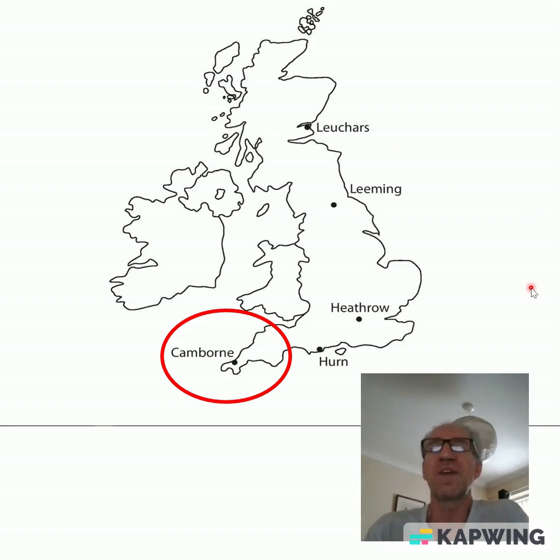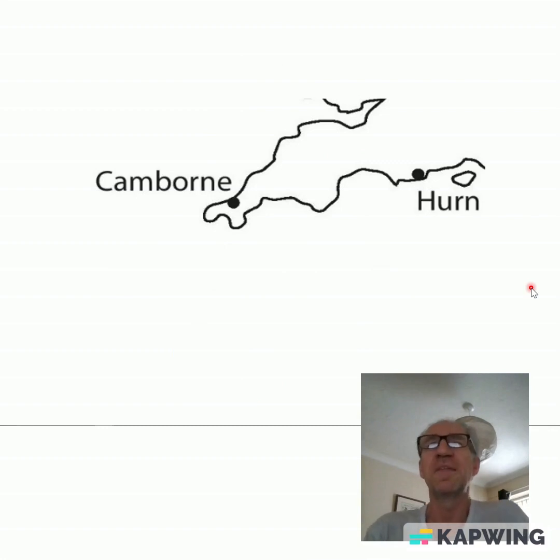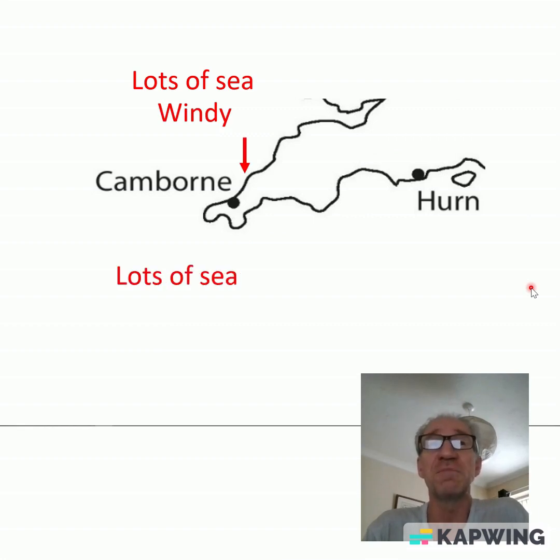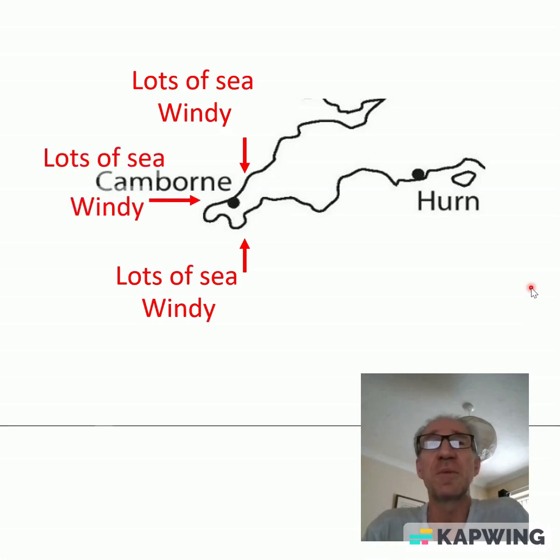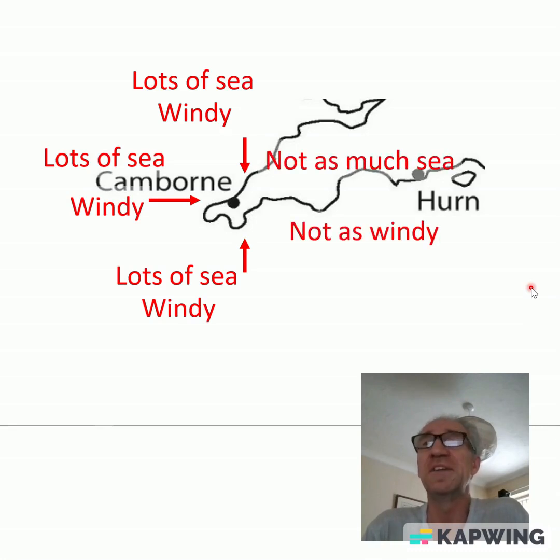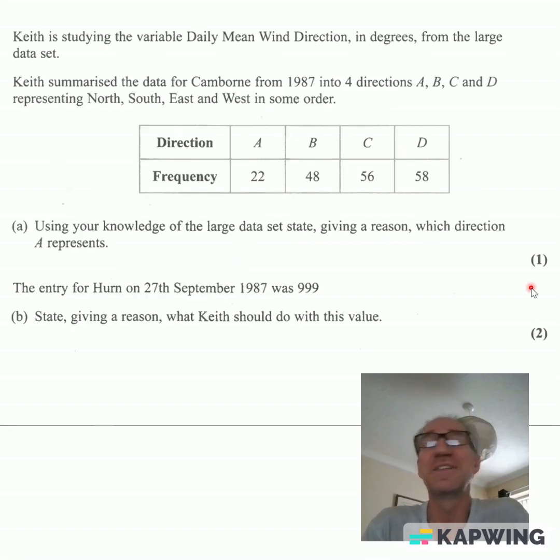I think the question, what did you do? There's Camborne down in Cornwall. And the point is, to the north of it, there's lots of sea. So it's going to be windy from that direction. Down to the south, there's lots of sea as well. So it's going to be windy from that direction. Over to the west, lots of sea, and it's going to be windy from that direction as well. But over to the east, not as much sea because there's a bit of land. So it's not as windy. So the answer to the question was A is east because it's not as windy from the east because there's a bit too much land. I hate the large data set.